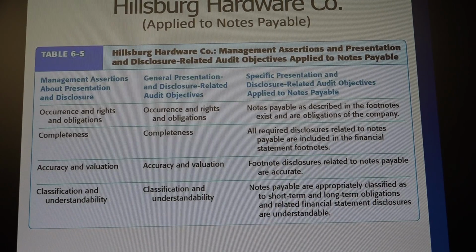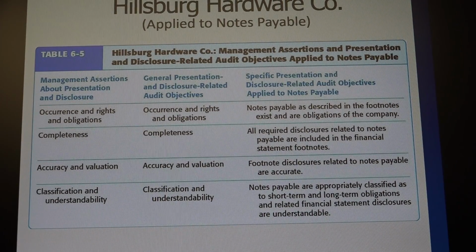And then last but not least, classification and understandability. Same for the general objectives. Here, applying it to notes payable, we want to make sure that notes payable are appropriately classified as short-term or long-term obligations, and that related financial statement disclosures are understandable to users. Okay, so notice there's a pattern here. Management assertions, general objectives, and then specific objectives are applied to various parts of the transaction cycles.